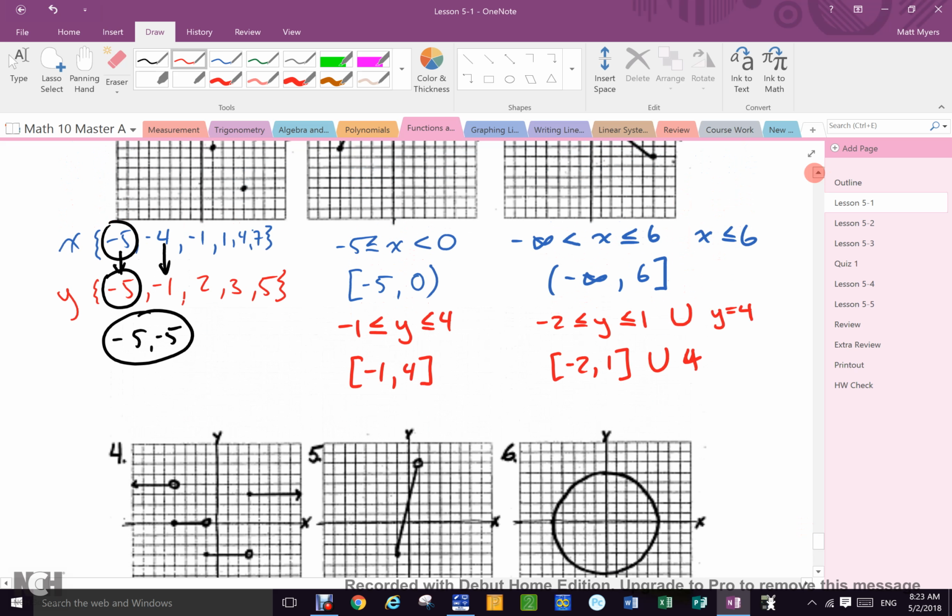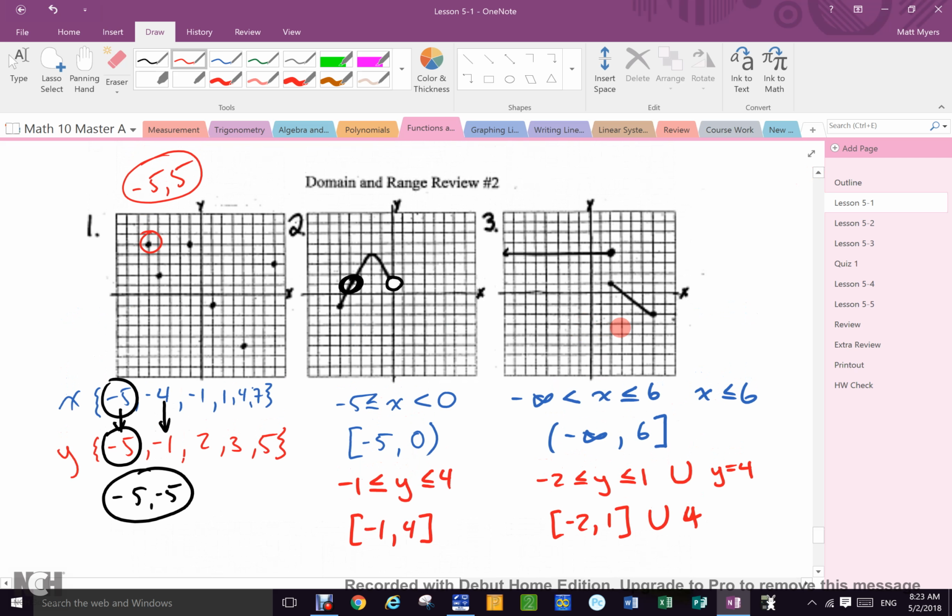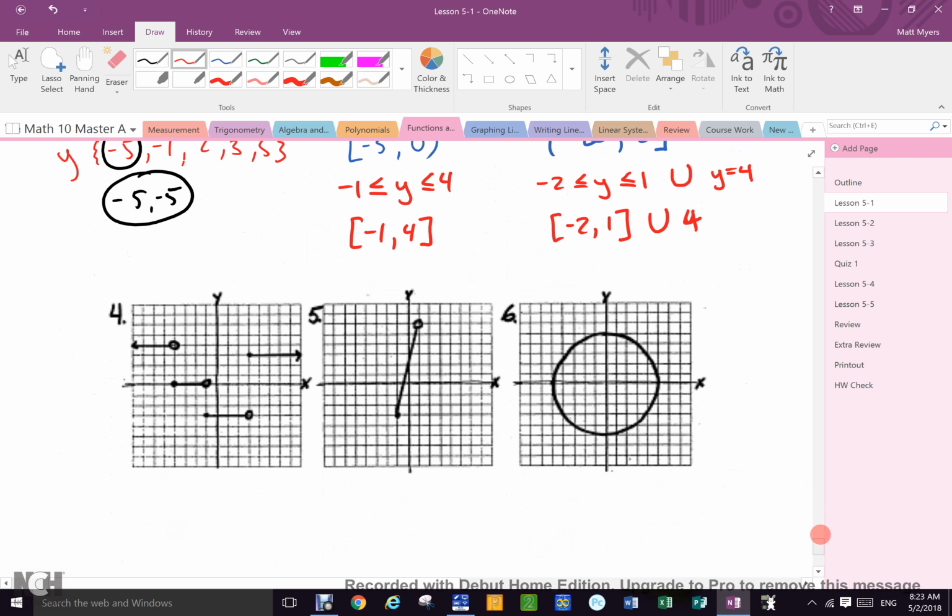Oh, and just quickly, is this one a function? No, because a line hits two solid dots. This one, arrow there, arrow there.